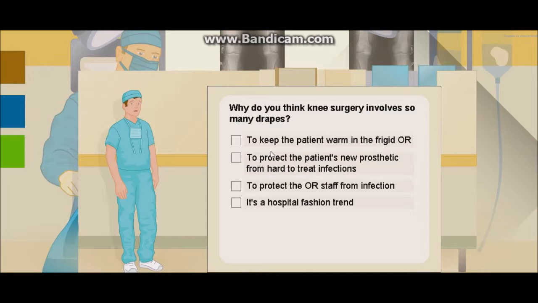Why do you think knee surgery involves so many drapes? Nope. No. Good work.